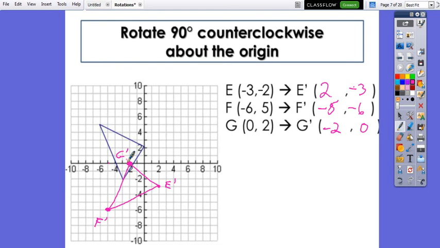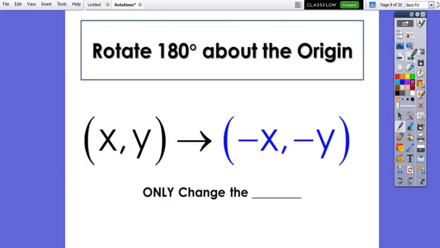All right, let's move on. The only other rule is this, and this is rotation 180 degrees about the origin. This is the easiest rule when it comes to rotation because you don't have to swap anything. All you do is change the signs, just the opposite. So only change the signs of both. Change the signs of both. And I mean, it's that simple.